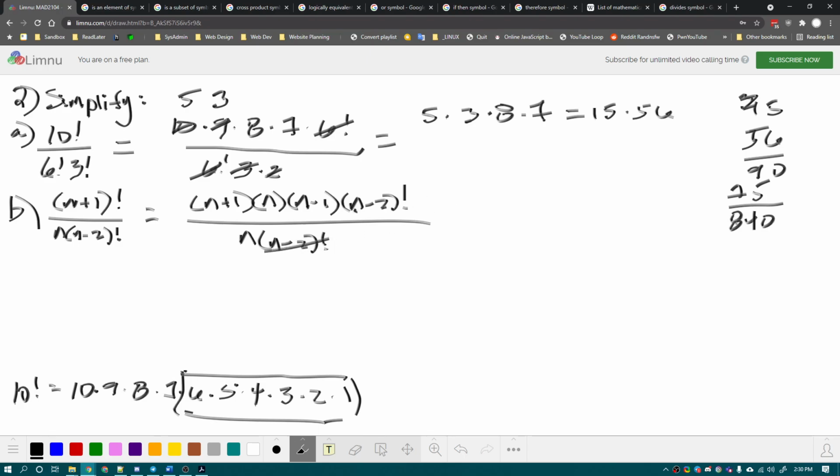The n minus 2 factorials cancel. The n cancels with this n here. And I'm just left with n plus 1 times n minus 1. And that's in simplified form, so I will leave it alone. And that's it for this problem.